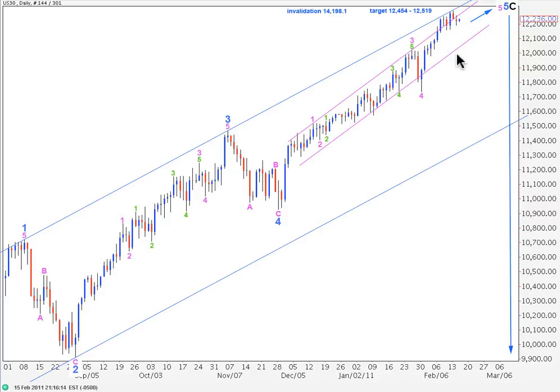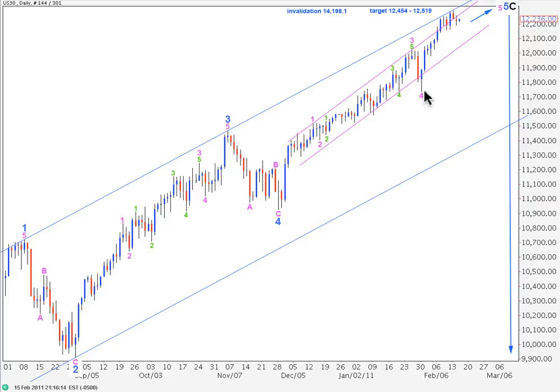When we see movement below the lower edge of this small narrow pink parallel channel that contains this 5th wave at minor degree impulse to the upside, then we'll have our first indication that we've had a trend change, but we're only going to have it confirmed at intermediate and therefore primary degree really when we see movement below the wide blue parallel channel here in the daily chart.